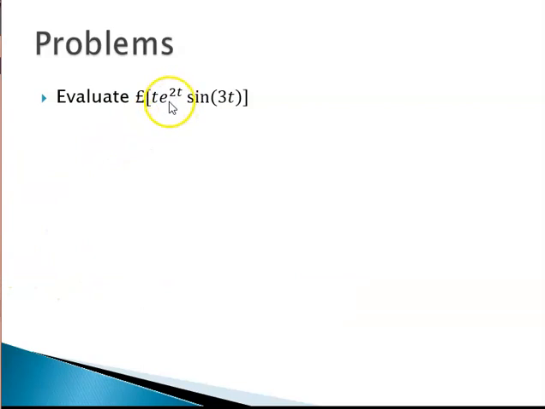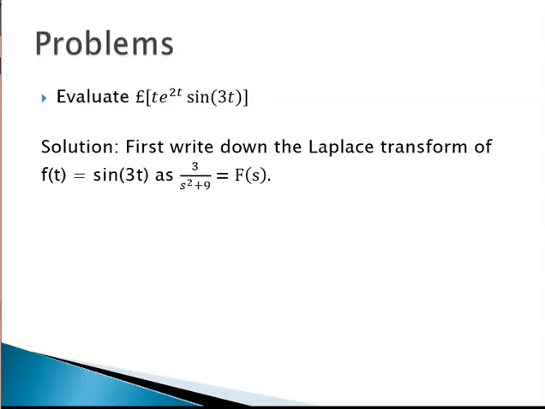As a first problem, let us see how we evaluate the Laplace transform of t e power 2t sine of 3t. To begin with, we'll see that the Laplace transform of sine of 3t is already known. You can look it up in the tables, and I would strongly suggest you memorize that. F of s is 3 over s square plus 3 square, that is 3 over s square plus 9.